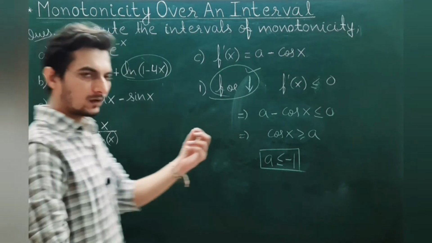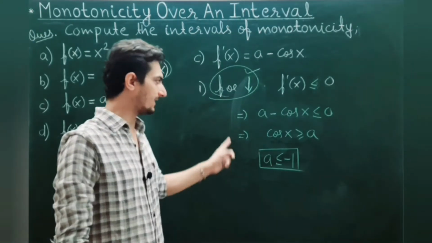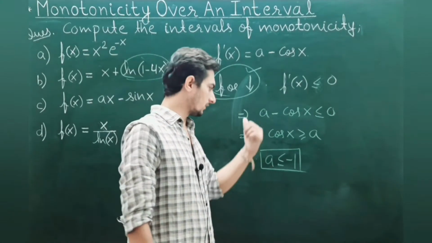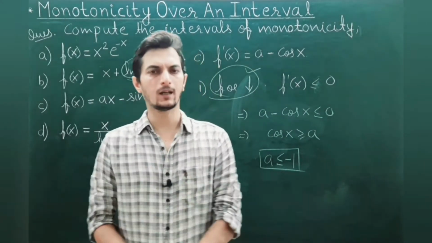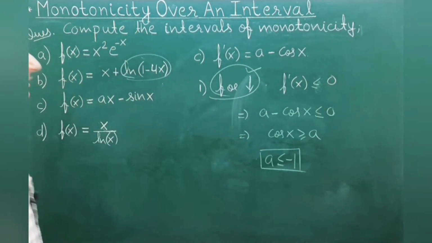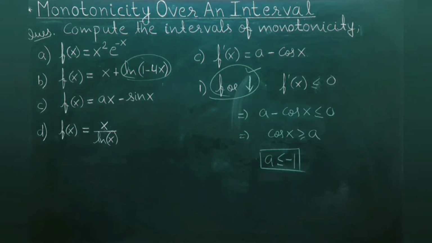If you have confusion over here about what I just did, don't worry, don't panic. More such problems will come later, and you will definitely get to understand everything I just said, right? So wait for that, please. For now, try this next part D, which is f(x) equals x upon ln x.